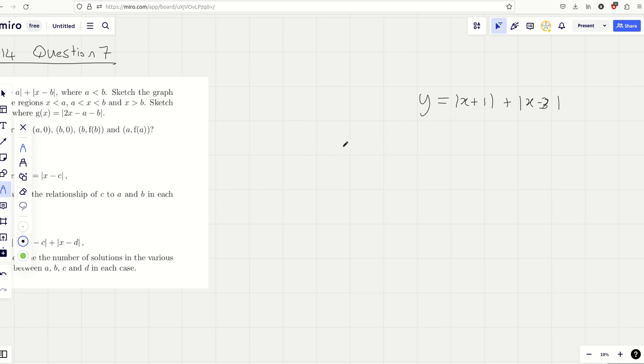So I normally do it in a table, and I call it CVs, just for critical values. And I just point out, well, when x is, let's say, less than -1, and then if x is between -1 and 3, and when x is greater than 3, this expression is going to behave in 3 different ways, basically. Now, what's going to happen when x is less than -1? And we're trying to think what y equals here.